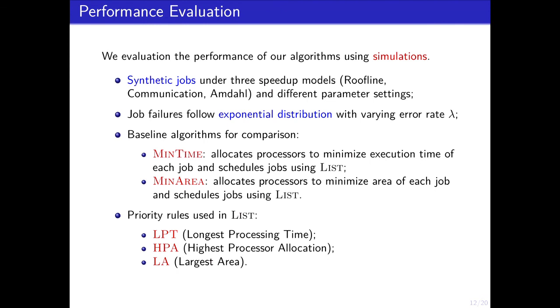We then evaluated the performance of our algorithms using simulations based on synthetic jobs that follow different speedup models and parameter settings. Failures are generated following exponential distribution with an error rate lambda. Two baseline algorithms are used for performance comparison, and they are mean time and mean area, which allocate processors to minimize the execution time and the area of each job respectively, and then use list scheduling to schedule the jobs. We also experimented with 3 priority rules that have been shown to give good performance when scheduling parallel jobs, and they are longest processing time, highest processor allocation, and largest area.